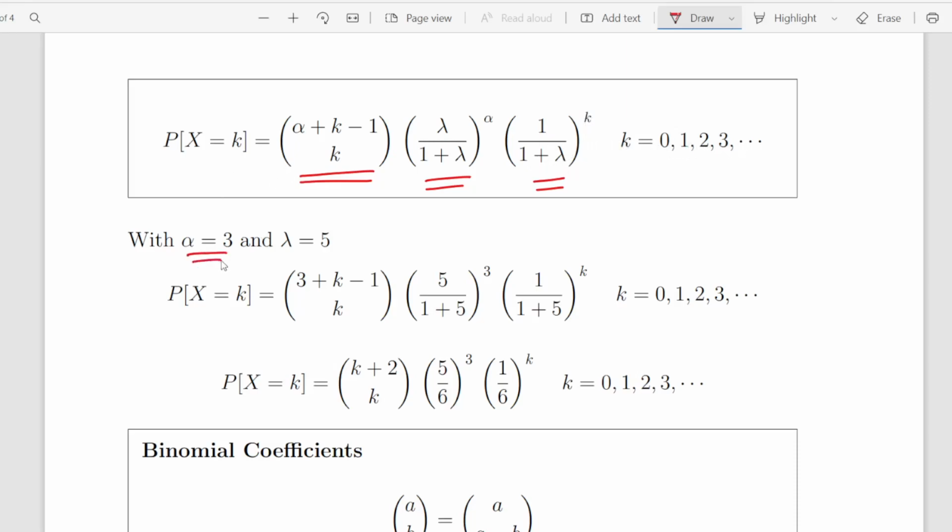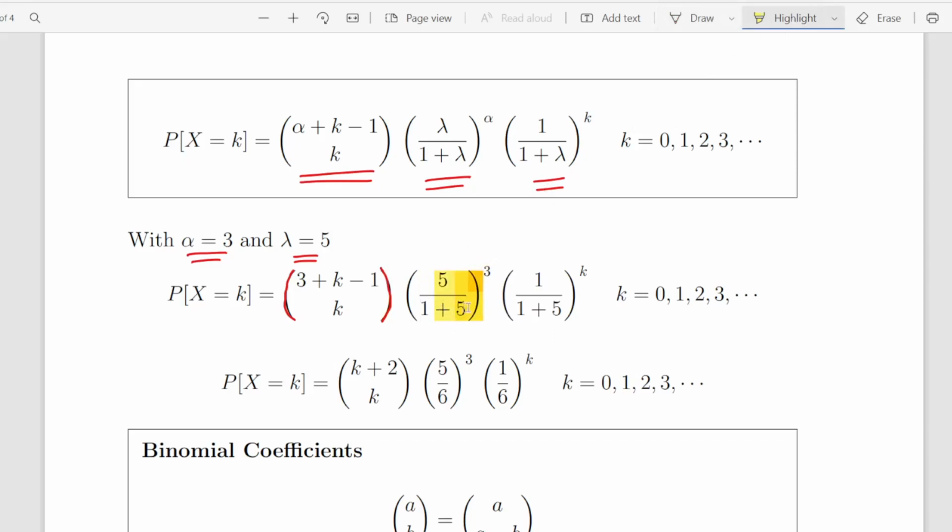So we know that alpha is equal to 3 and lambda is equal to 5. So what we can do is restate the formula here, the probability function of the negative binomial distribution, using those arguments to simplify things a lot. The probability of X equal to k equals 3 plus k minus 1 choose k. So binomial coefficients. This is essentially the tough part here. Lambda divided by 1 plus lambda to the power of alpha becomes 5 divided by 1 plus 5 to the power of 3. That is going to stay consistent the whole way through.